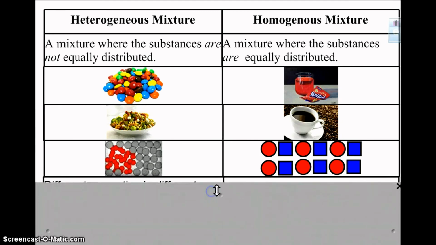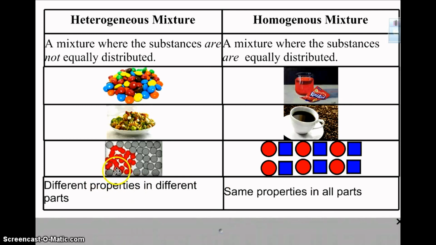Here we have a picture representation of what it would be like. Here we have heterogeneous: a group of 2 different particles, and they're both mixed together, but they're not evenly spread out. On the other hand, in this mixture the particles are evenly spread out, and the substances are equally distributed.